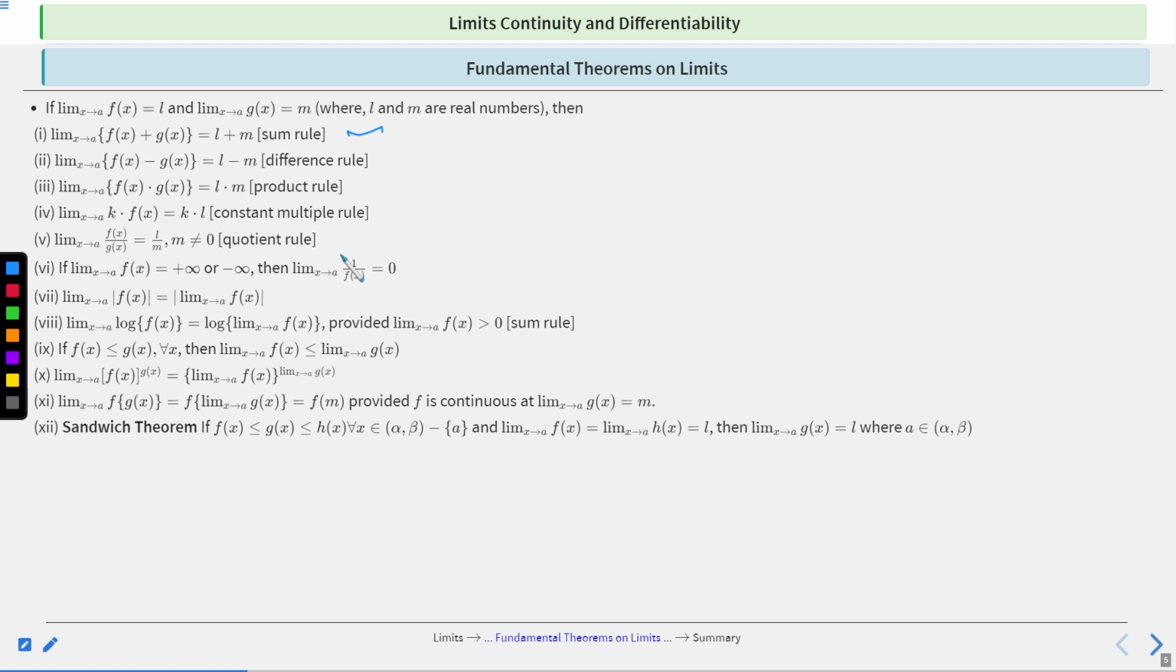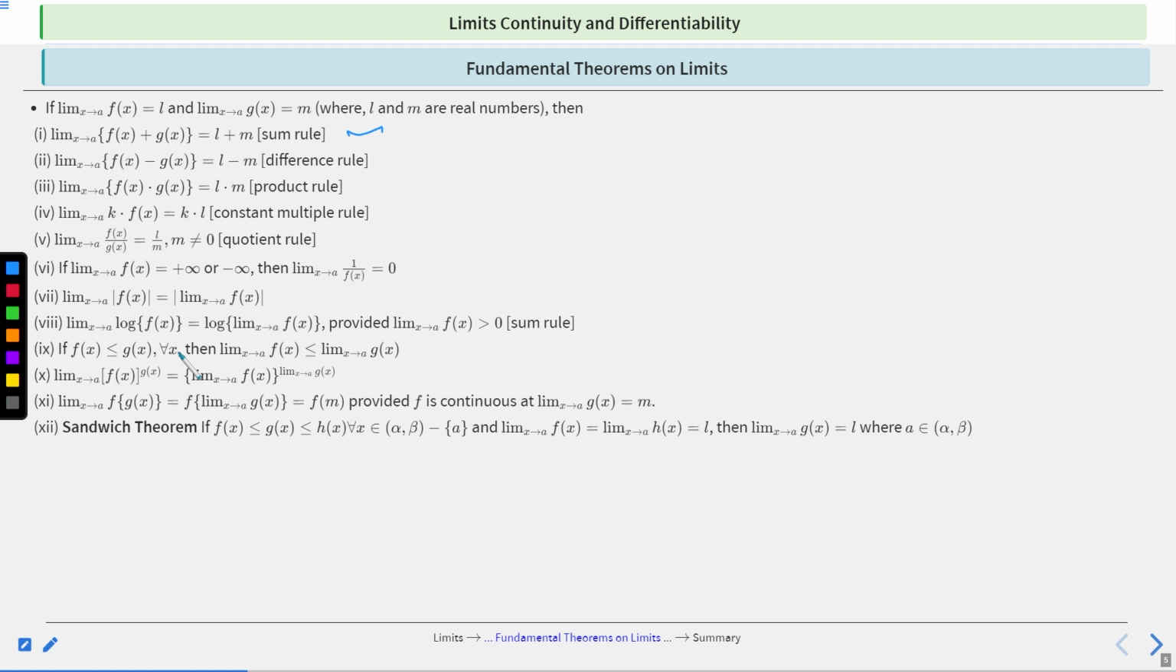If limit x tending to a f(x) is equal to plus infinity or minus infinity, then limit x tending to a 1 by f(x) is 0. Clear? Next is limit x tending to a mod f(x) is equal to mod of limit x tending to a f(x). Clear? Next one is limit x tending to a log of f(x) is equal to log of limit x tending to a f(x), right? Provided limit x tending to a f(x) is greater than 0. Clear?